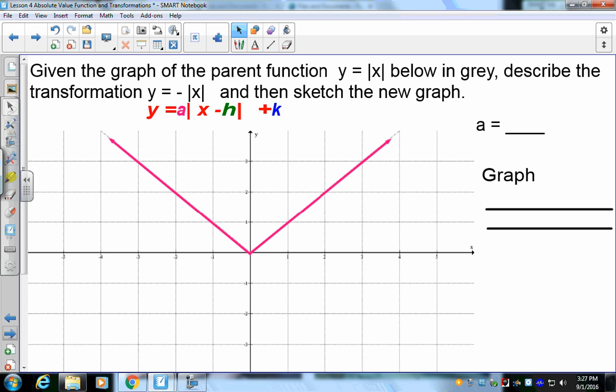All right, so let's talk about our a. Now we have -1 in front. So a is equal to -1. So what that's going to do is it's going to reflect over the x-axis. Really, it's just going to flip it upside down. Okay, so we haven't really seen numbers yet that are going to change the width of it. We're just talking about flipping it.